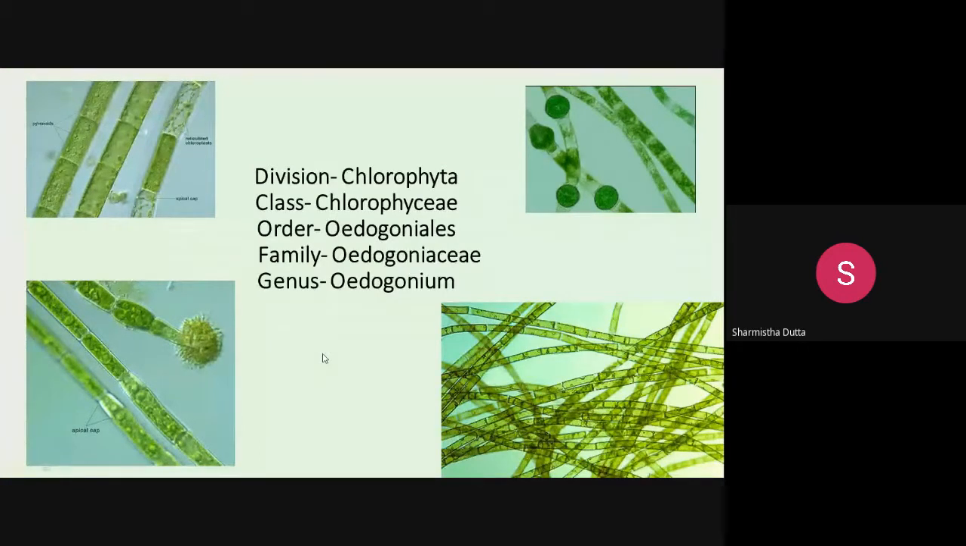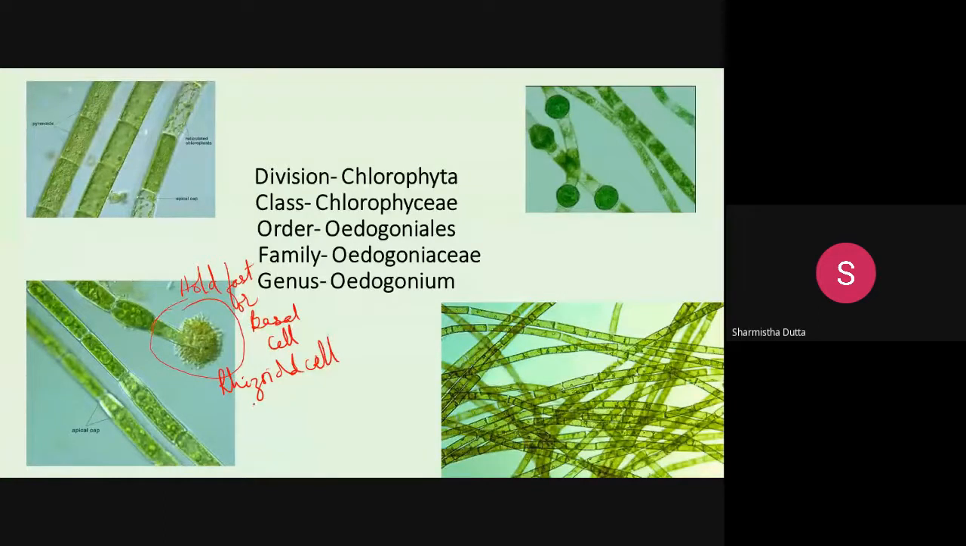What is the term used when they are arranged one above the other? Very good. It is called uniseriate. And the filaments are cylindrical in shape. The cells are rectangular, elongated, cylindrical, except for the lower cell. So what you can see here is the lower cell. Those who have not heard the previous class, please listen carefully. This cell is called the holdfast, or the basal cell, or the rhizoidal cell.